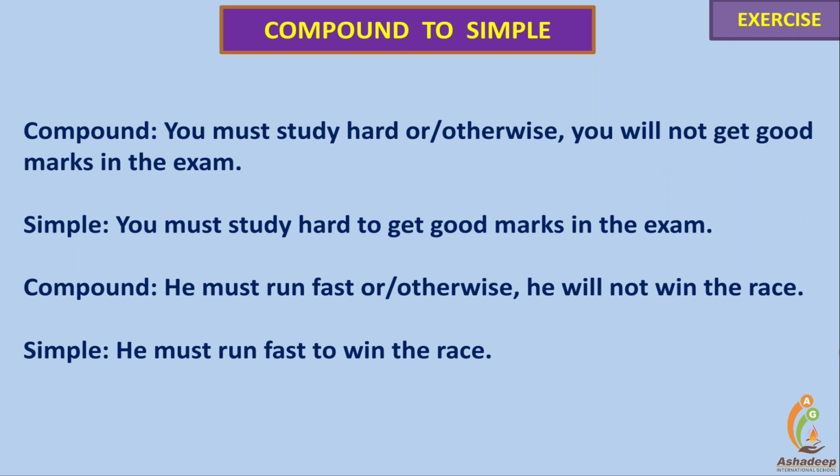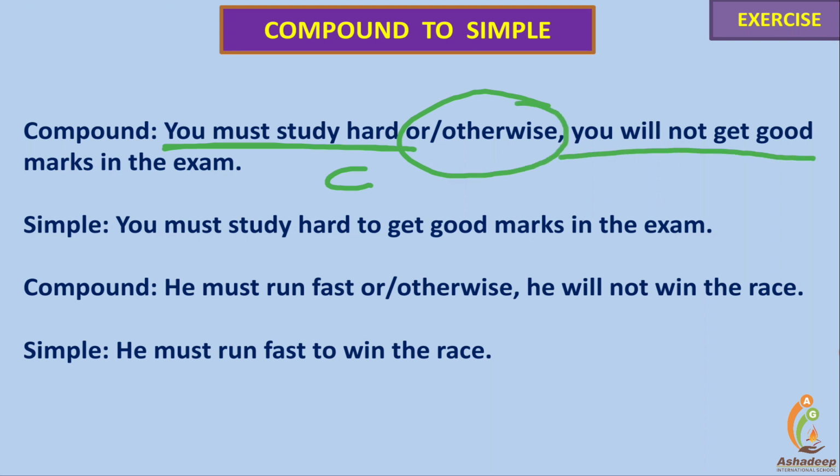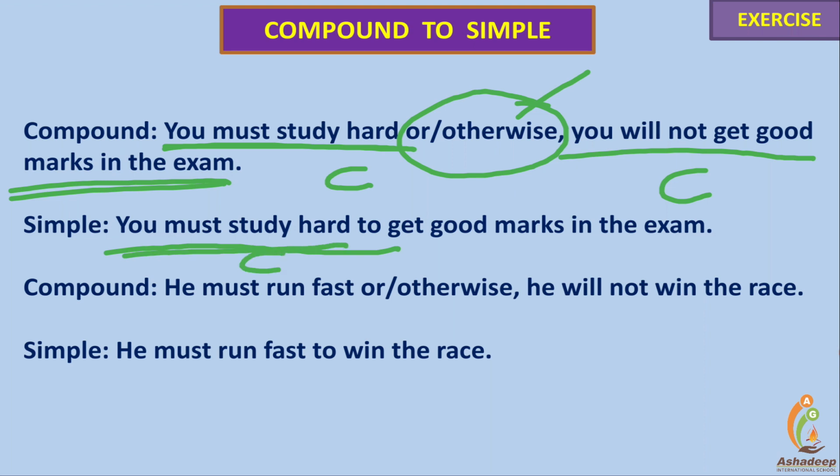Compound one. You must study hard. It's one part, a clause. You must study hard, or otherwise you will not get good marks in the exam. Two parts, both are clauses connected with a coordinating conjunction. Now either clause should be converted into a phrase. Here, you must study hard, it's a clause. You will not get good marks.